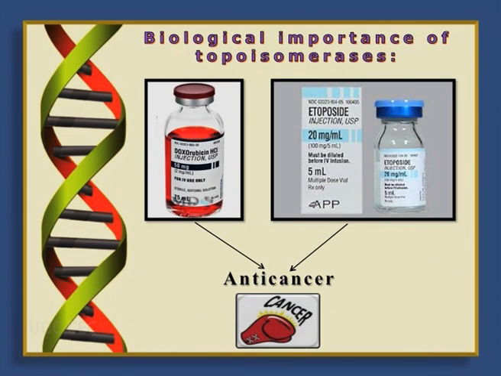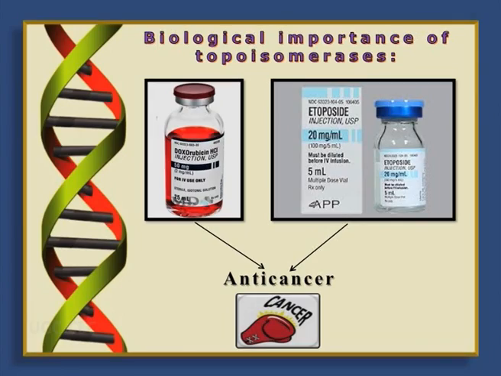Now, these topoisomerases, as I have already told you, are very important for the cell. There are certain compounds like doxorubicin and etoposide that inhibit the topoisomerase. Now, since they inhibit the topoisomerases, they can be used as potent anti-cancer agents. Thus, these different kinds of compounds are regularly used for the treatment of cancerous cells.